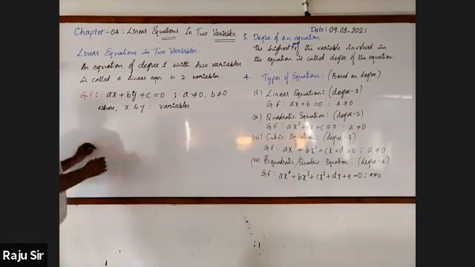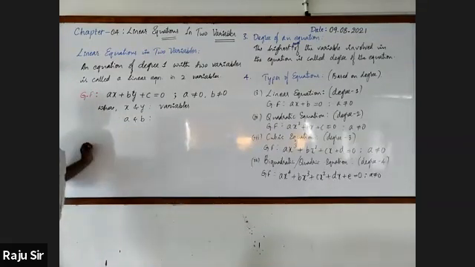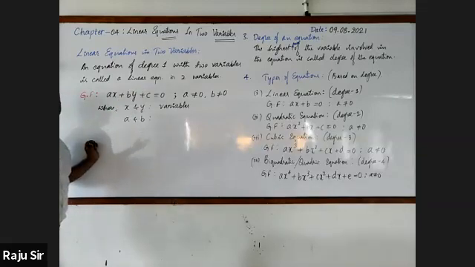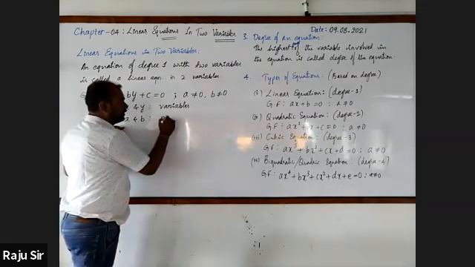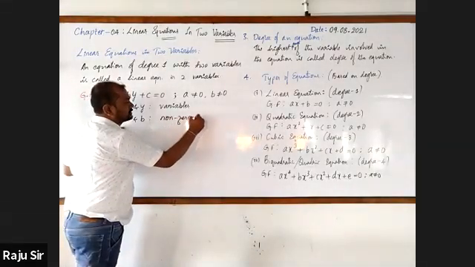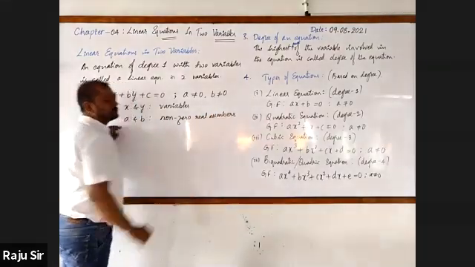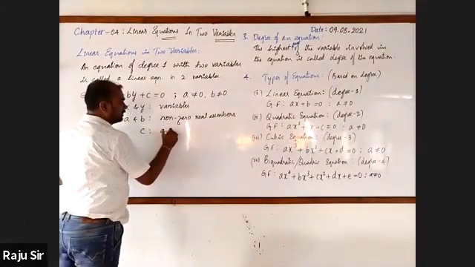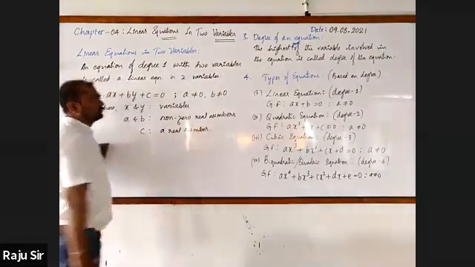Sir, we cannot write only ax plus by is equal to 0. A constant will also be there. That constant may be 0 or any number. Hence, we have taken c also. a and b are non-zero real numbers, whereas c is a real number. It may be any real number, including 0.